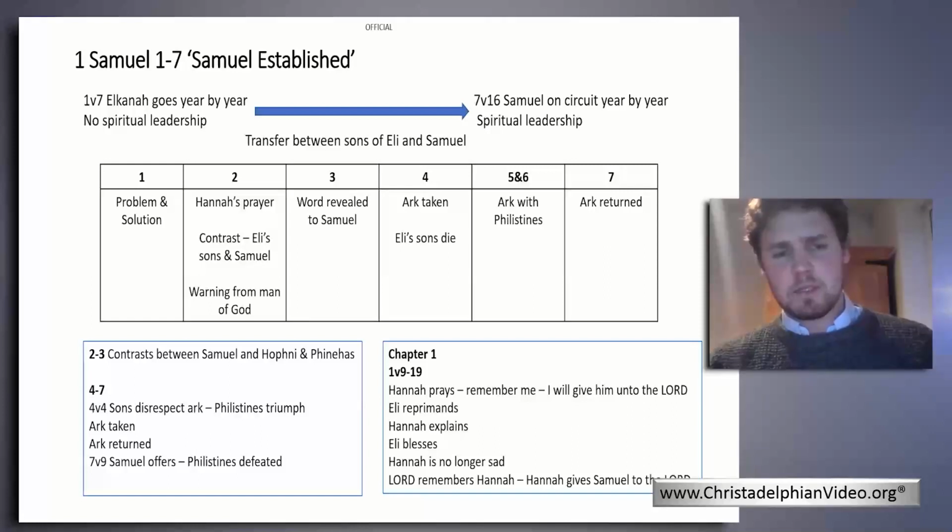And then the next couple of chapters go on to describe the transfer between Samuel and the sons of Eli, and how the word is revealed to Samuel, and how he goes from not understanding or seeing the word to becoming the established and recognized prophet within Israel. And then the last few chapters, from chapters 4 to 7, deal with the removal of those sons of Eli and Eli's household, and the establishment of Samuel.